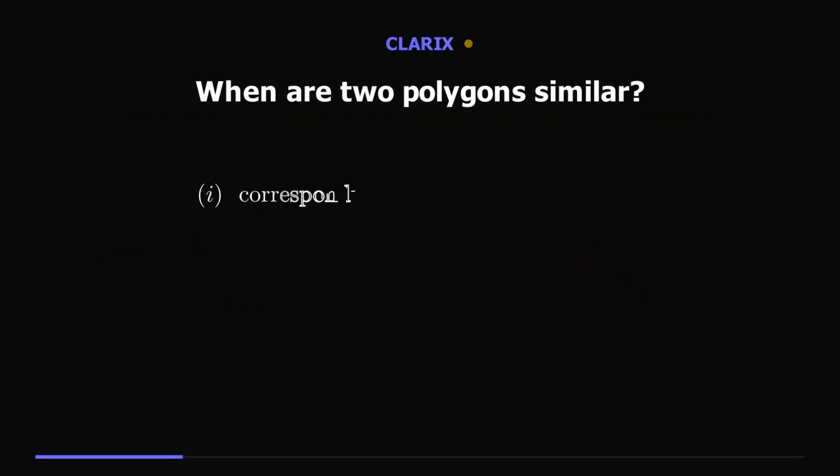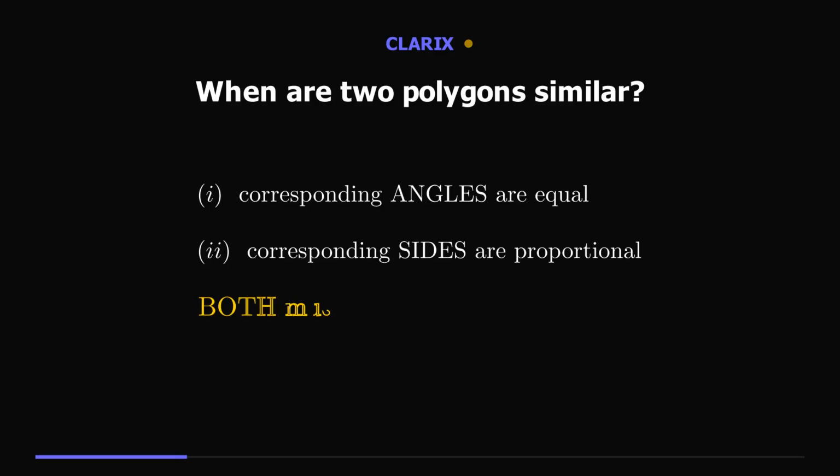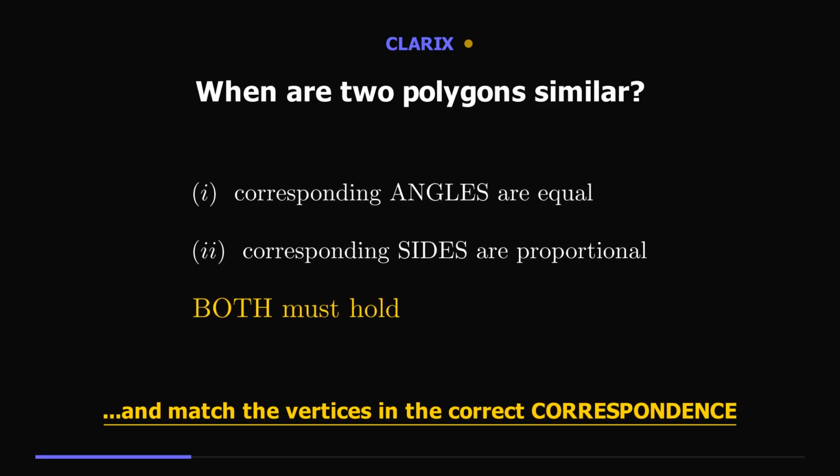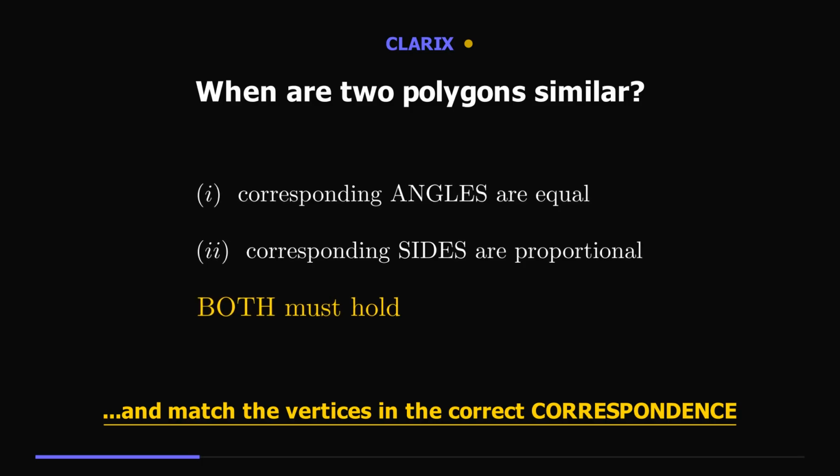So when are two polygons, say two quadrilaterals, similar? Two things must both hold. 1, their corresponding angles are equal. 2, their corresponding sides are in the same ratio, proportional. Miss either one and they are not similar. And the order matters. You must match the vertices in the correct correspondence when you write the similarity.